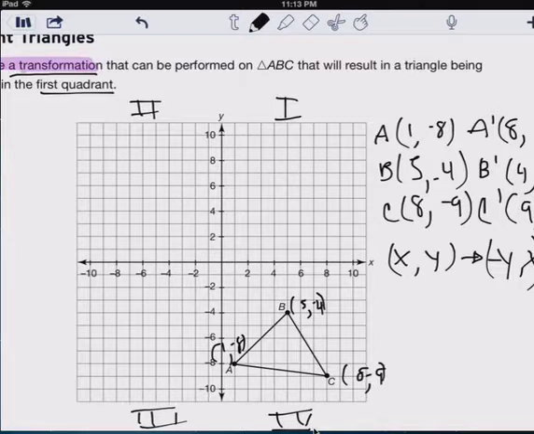Should be on this side. Just flip. Remember, not flip, rotate. Flipping is over the X. Rotate means it's standing up. B will be standing down. So A becomes 8, 1. It was 1, -8 before. Okay, then it's 4, 5. And then 9, 8. Be right here. And it's C prime.